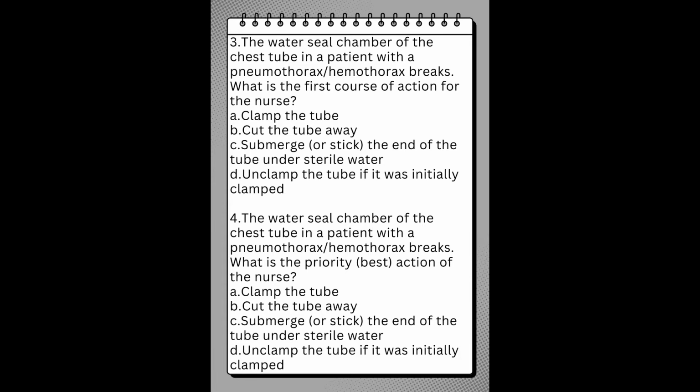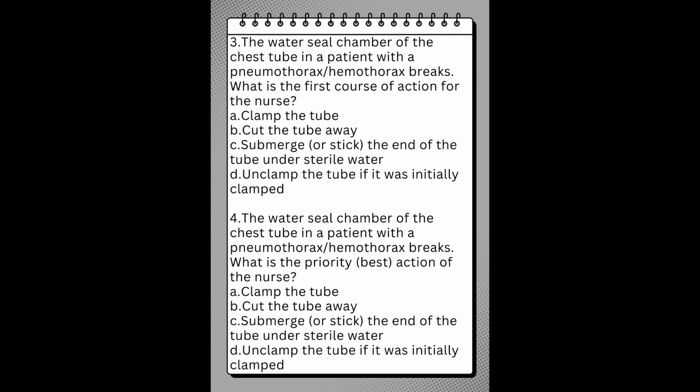What is the problem? The water seal chamber of the chest tube is broken and the patient has pneumothorax and hemothorax. What is the first course of action we are supposed to do? Are we supposed to clamp the tube? Are we supposed to cut the tube away? Are we supposed to submerge the end of the tube under sterile water, or are we supposed to unclamp the tube if it was initially clamped? Let's hold on, move to number four.